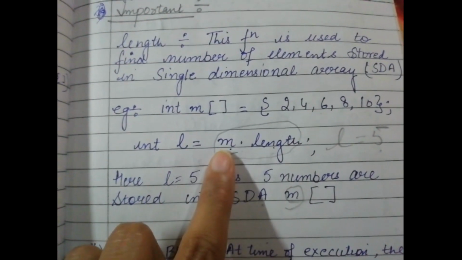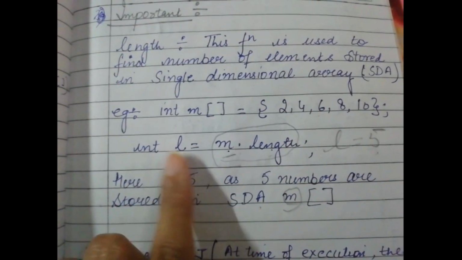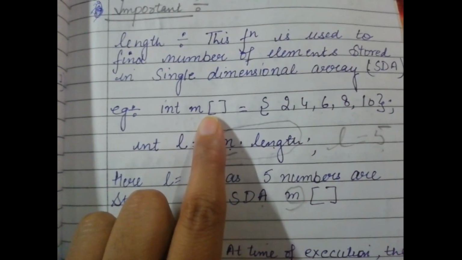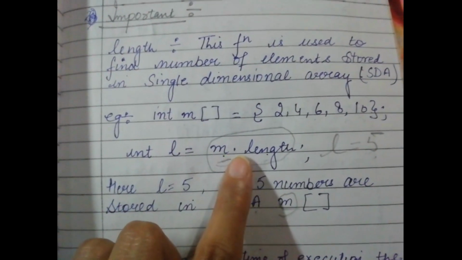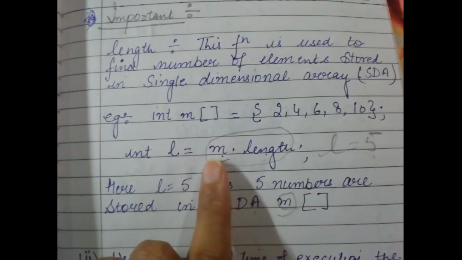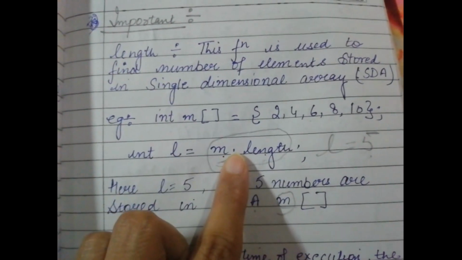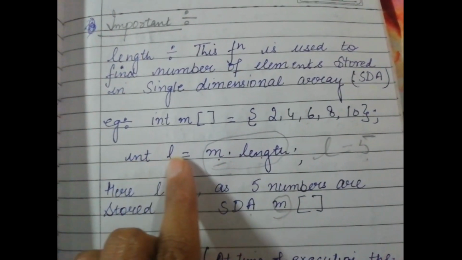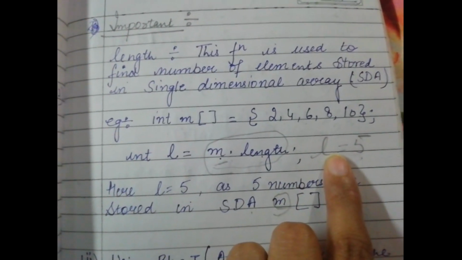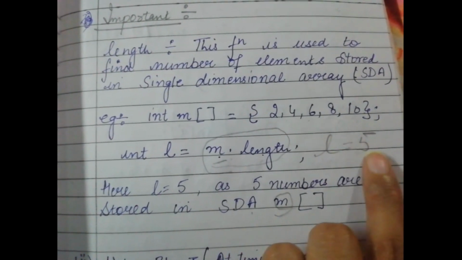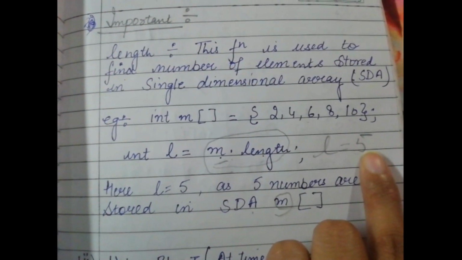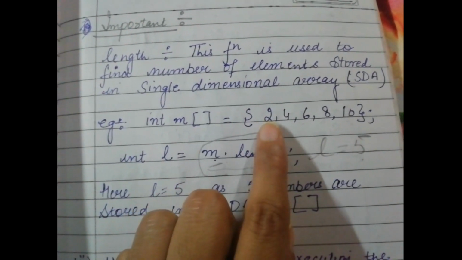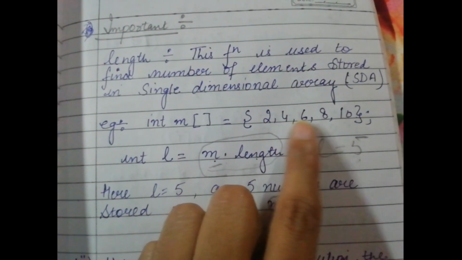Next, L is of integer type. L variable is used to store the length of the array named M. M is your array name, dot is an operator, length is your function. Now when you run this, L will be 5. That means the value of L equals 5, because we have 5 numbers in the array: 1, 2, 3, 4, 5.